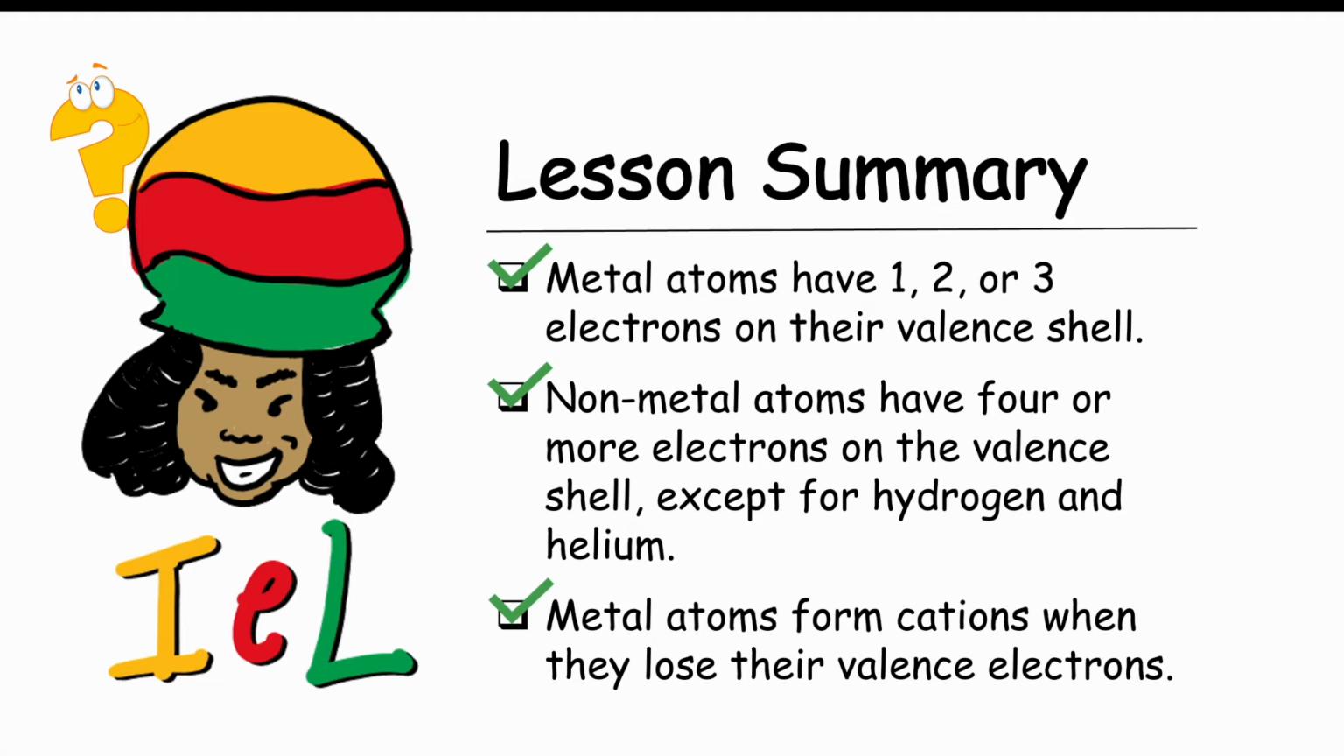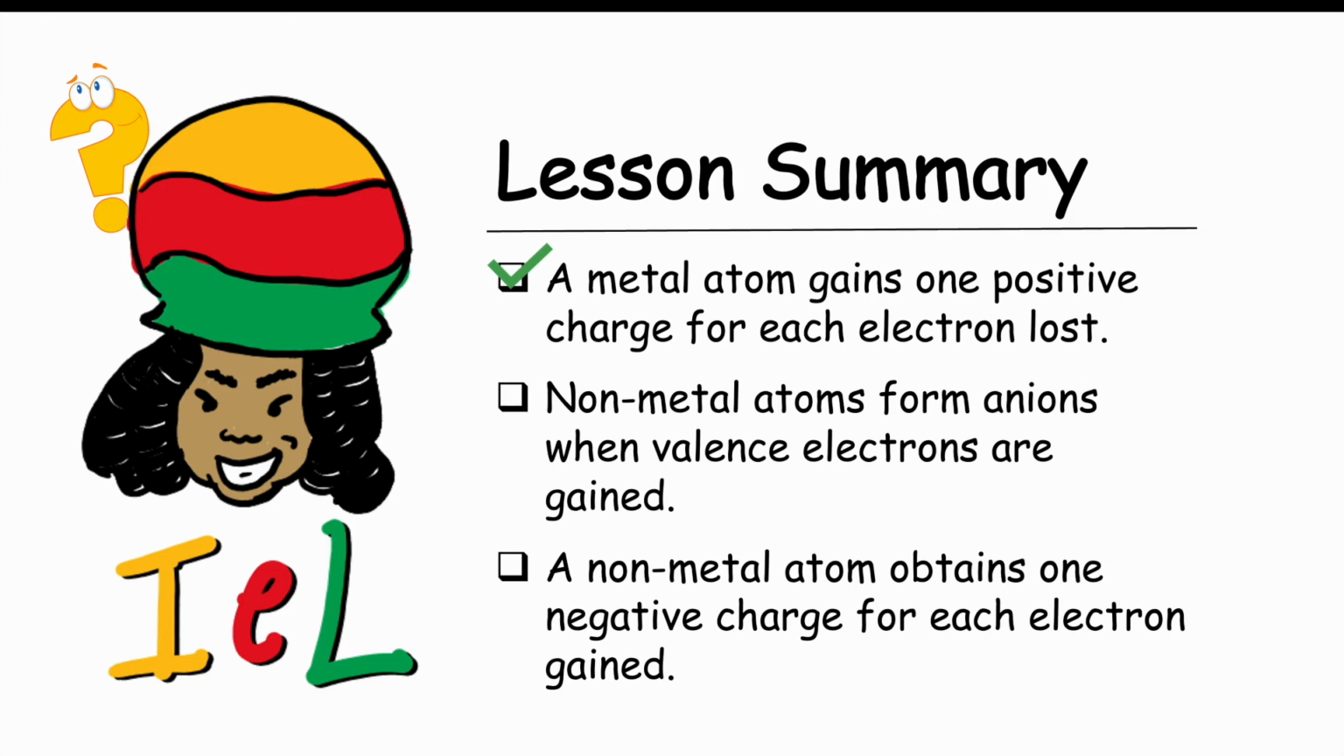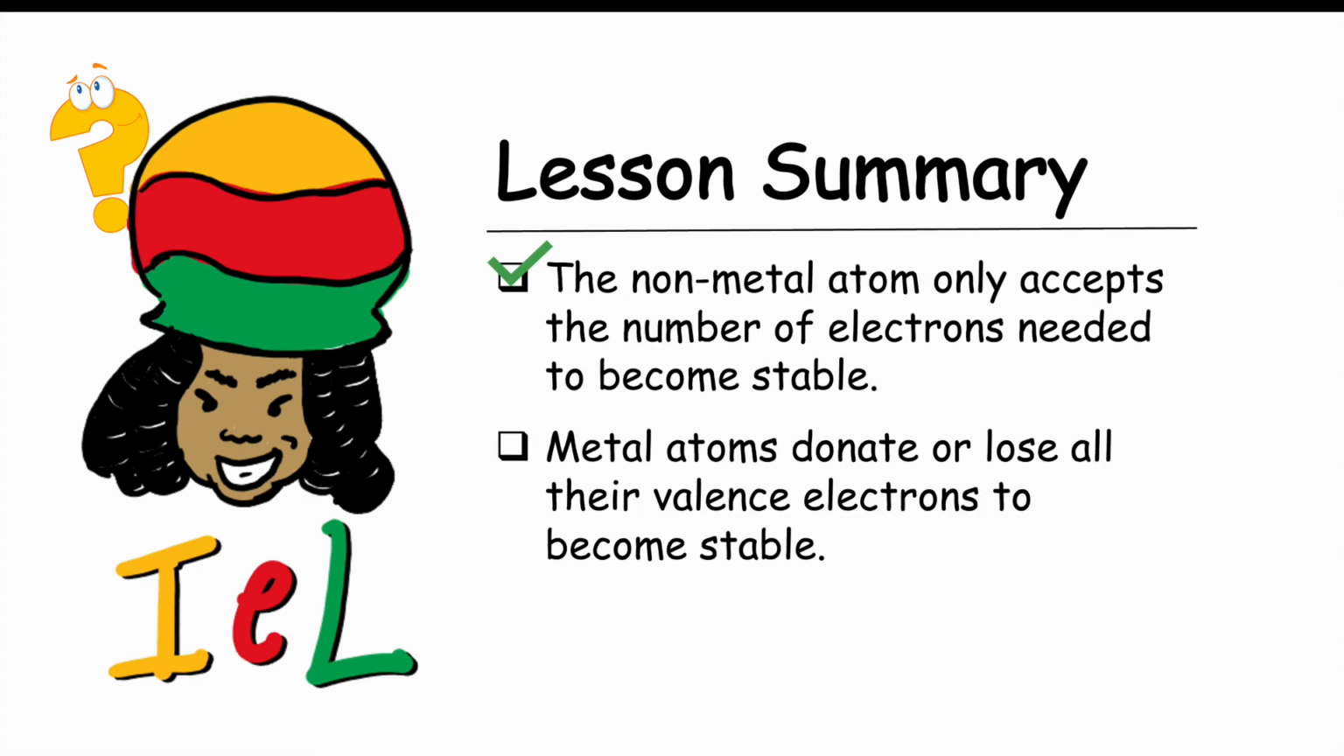Metal atoms form cations when they lose their valence electrons. A metal atom gains 1 positive charge for each electron lost. Nonmetal atoms form anions when valence electrons are gained. A nonmetal atom obtains 1 negative charge for each electron gained. The nonmetal atom only accepts the number of electrons needed to become stable. Metal atoms donate or lose all their valence electrons to become stable.